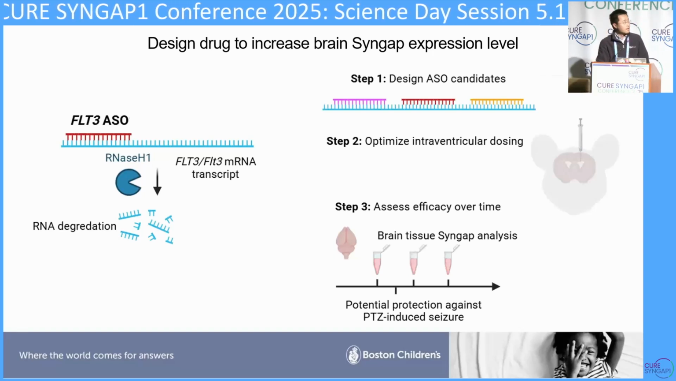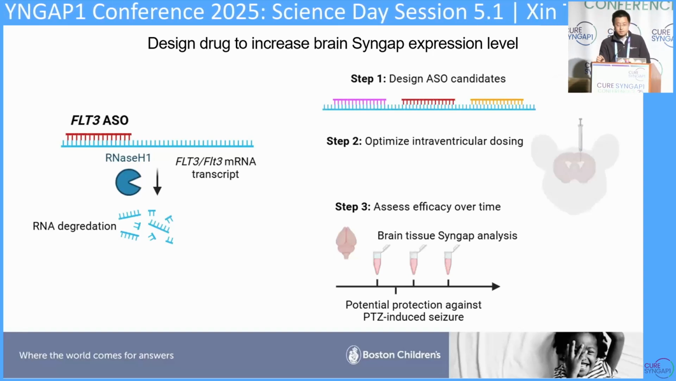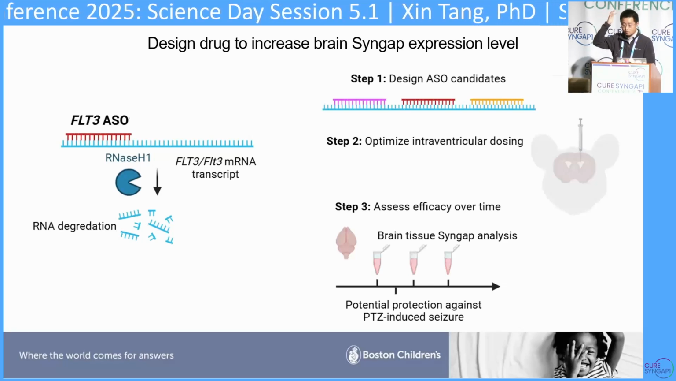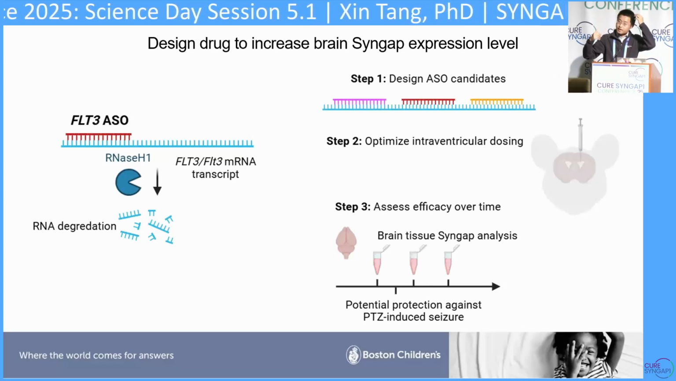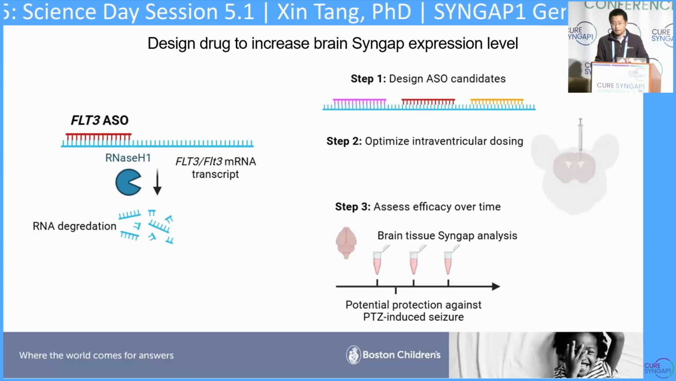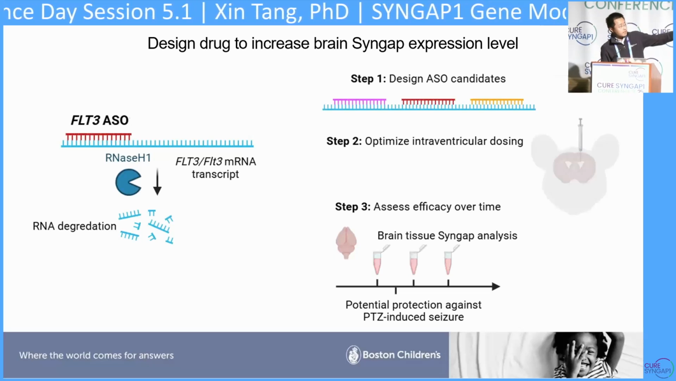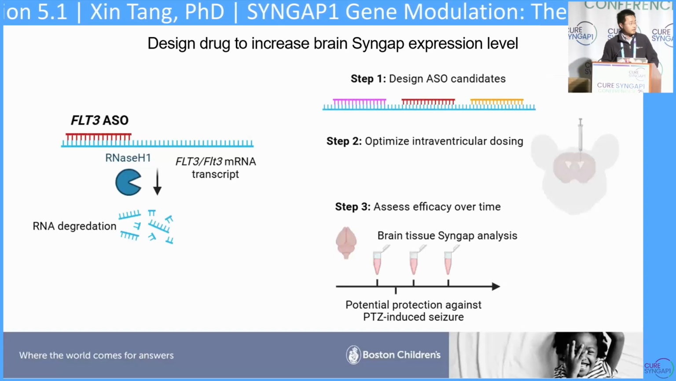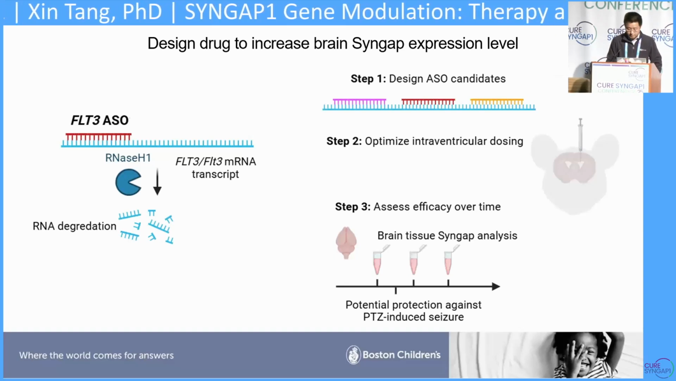So we tried multiple candidates and we optimized this intraventricular dosing. So it's just one injection, right? Into one side of the ventricle, and it really permeates the brain, and we collect samples from the other side to do the analysis, right? And then we assess efficacy over time, so we use brain tissue extraction and also look at the anti-seizure efficacy.